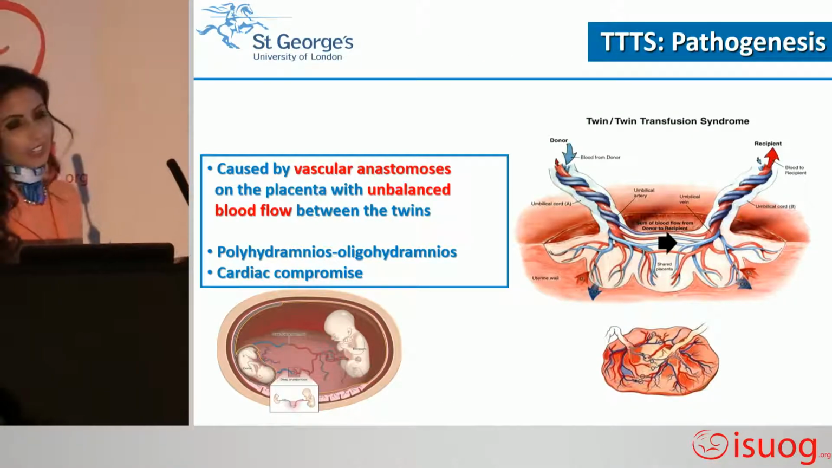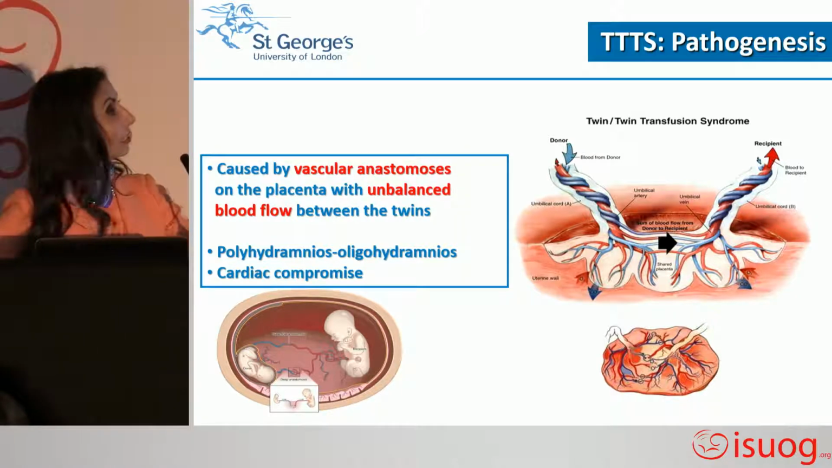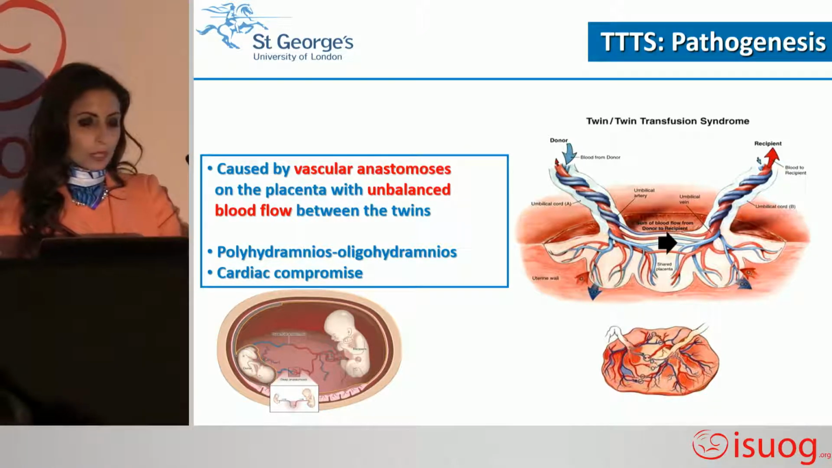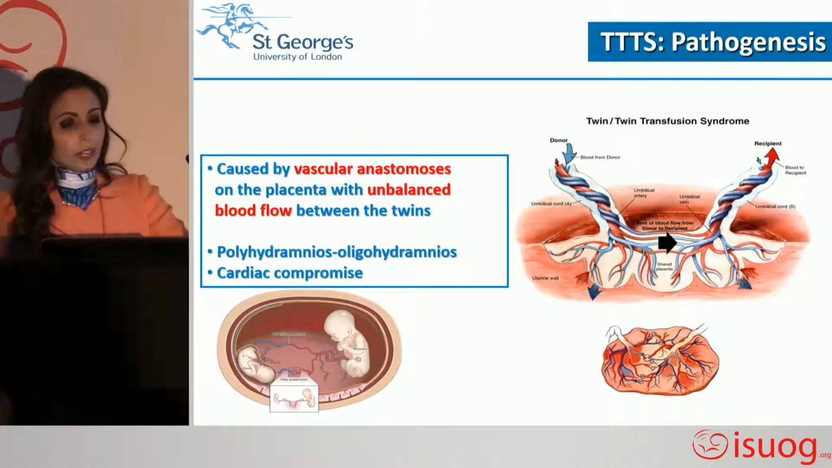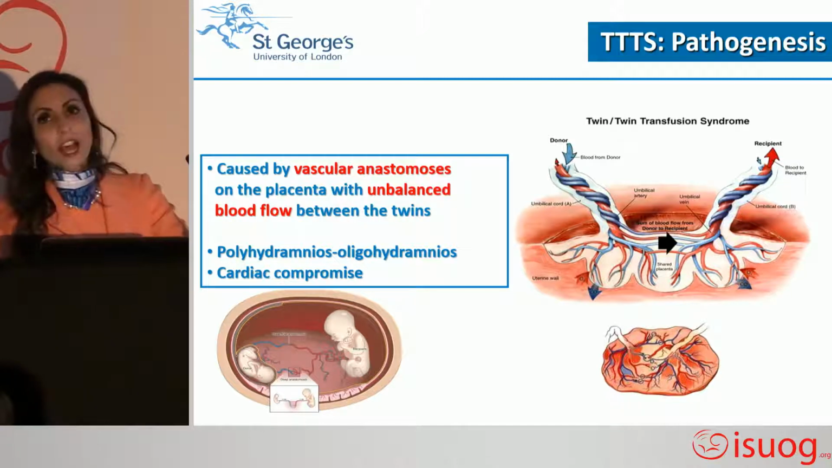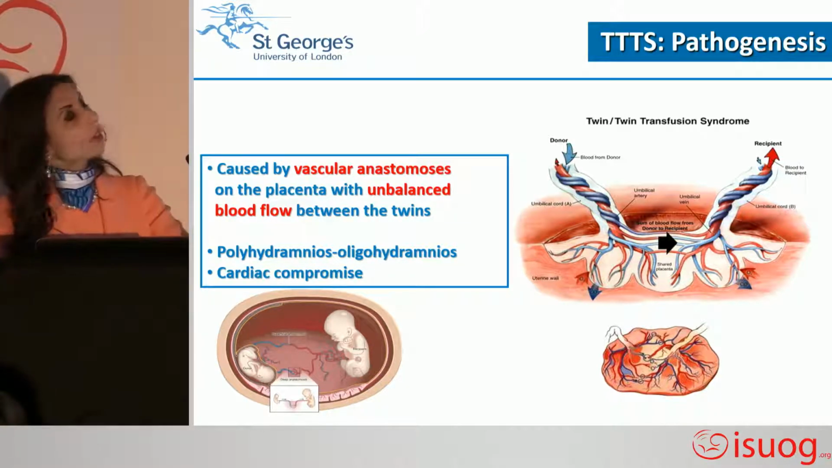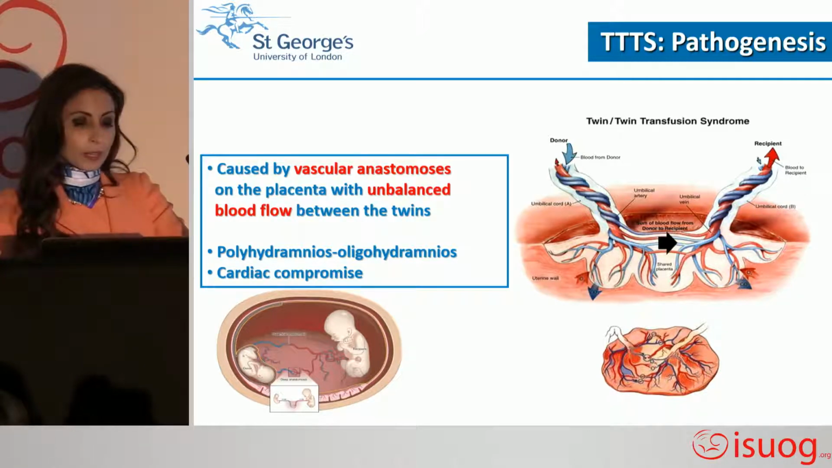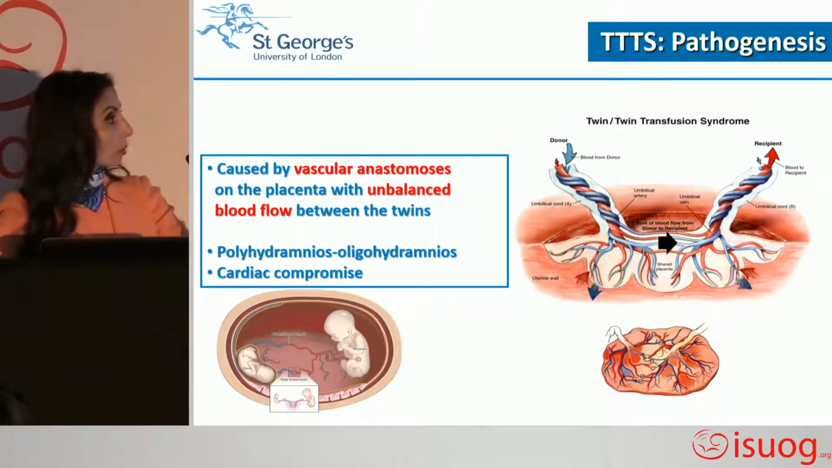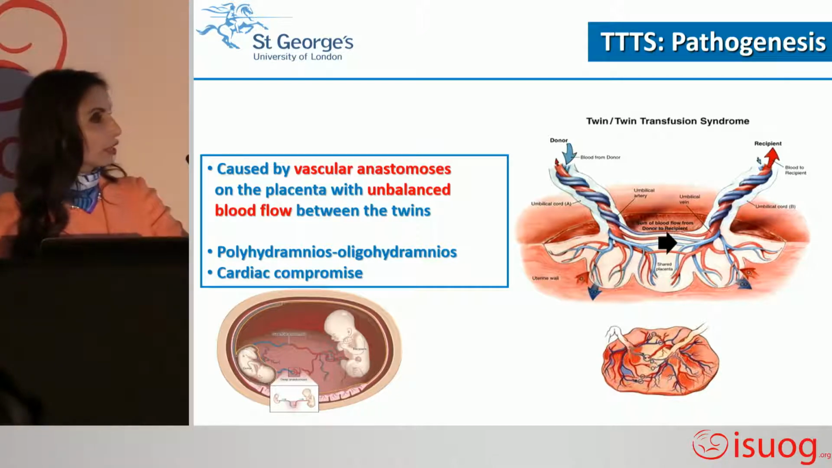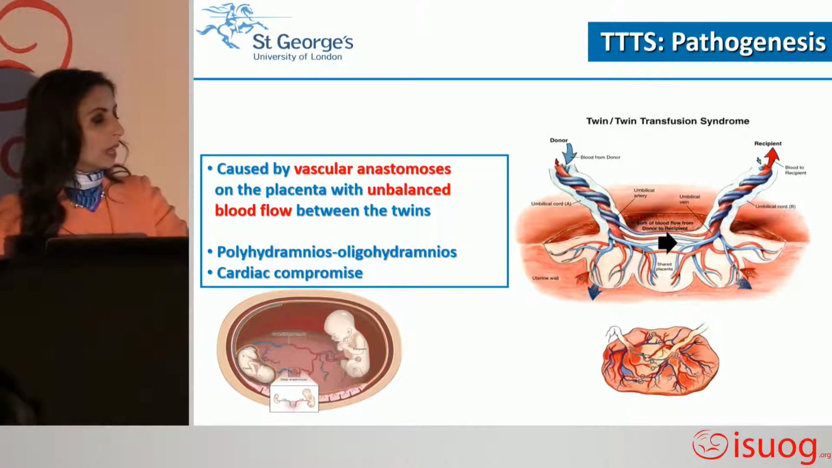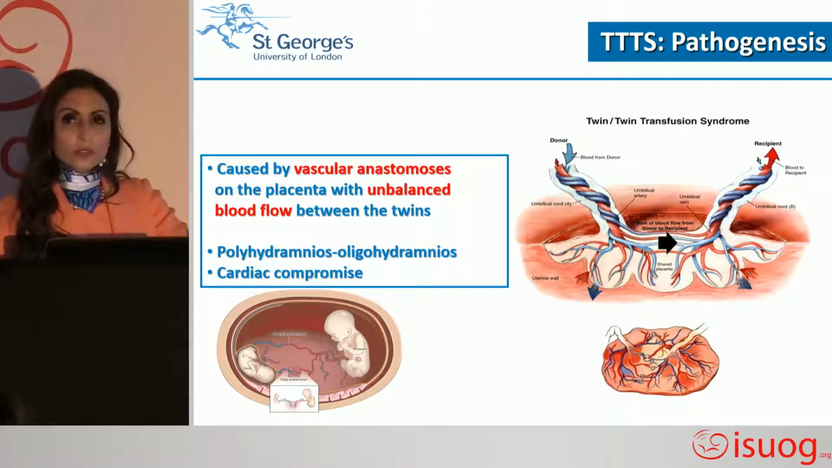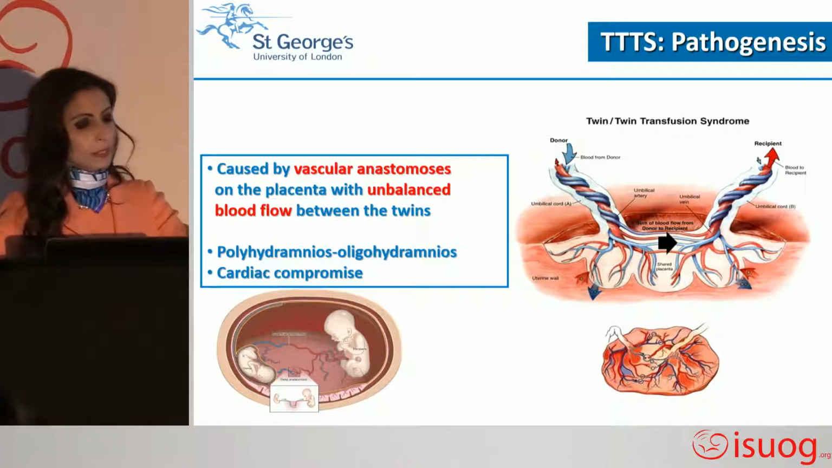So TTTS, why does it happen? Well, it happens because there is imbalance across the vascular anastomosis. All monochorionic twin pregnancies do have vascular anastomosis, and there are different types, whether arteriovenous or veno-venous or arterio-arterial anastomosis. But actually, the problem here is that there is an unbalanced blood flow across this anastomosis. And therefore, you have one twin that has polyhydramnios, another twin has oligohydramnios. And in severe cases of TTTS, you do have evidence of cardiac compromise.